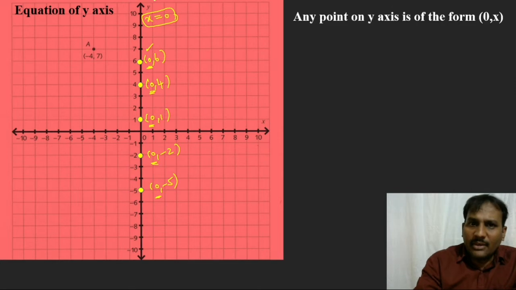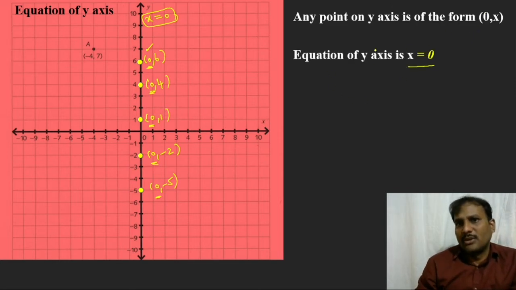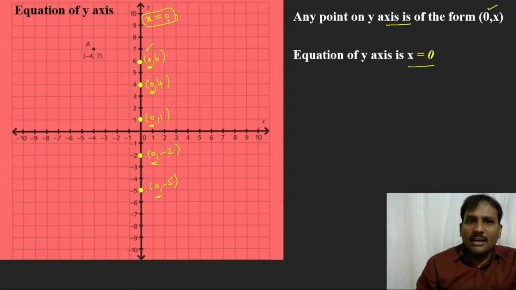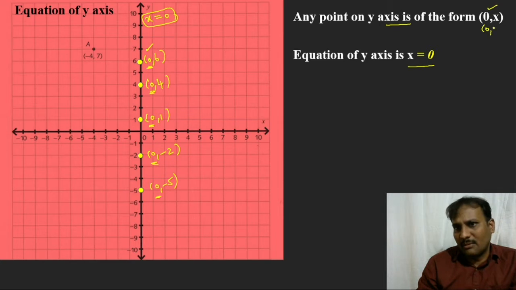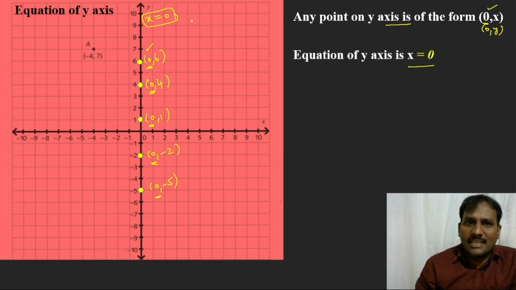Therefore, the equation of y-axis is x equal to 0, and any point on y-axis is of the form (0, y), whatever it is. X coordinate is 0 here, (0, y). So equation of y-axis is x equal to 0.